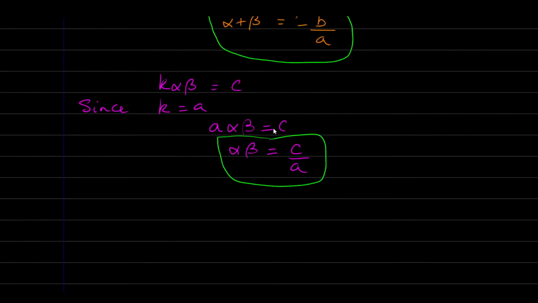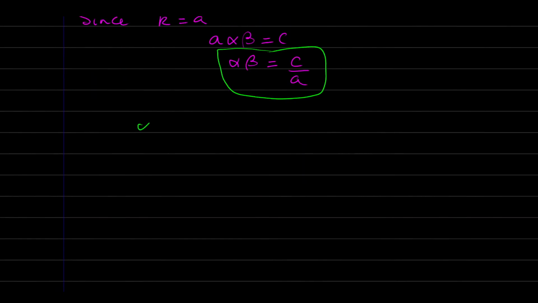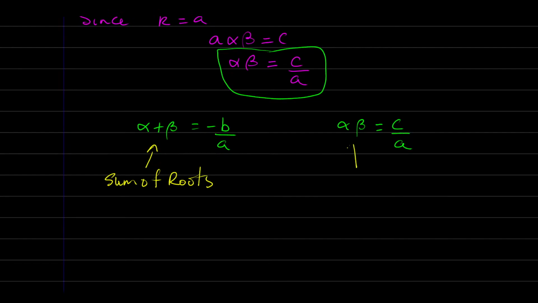And I'm just going to write it in green at the bottom down here. We see in right here alpha plus beta is equal to minus b upon a, and we're seeing that alpha beta is equal to c upon a. What does this mean? This means that the sum of the roots is equal to minus b upon a, and this here means that the product of the roots is equal to c upon a.